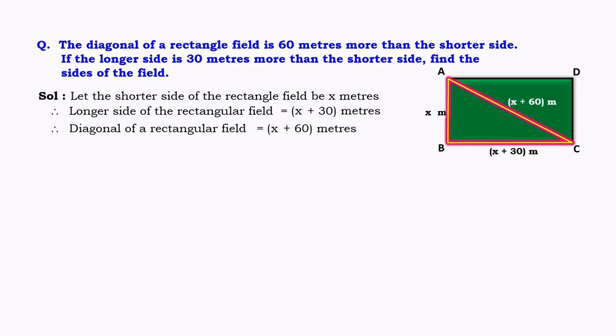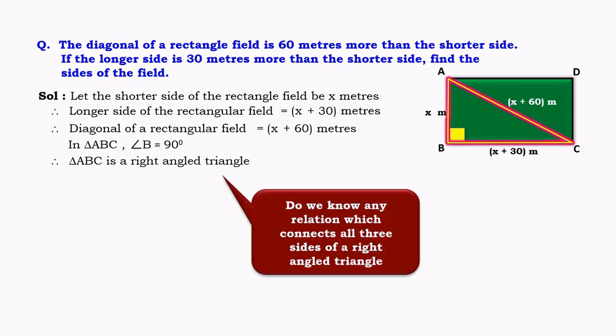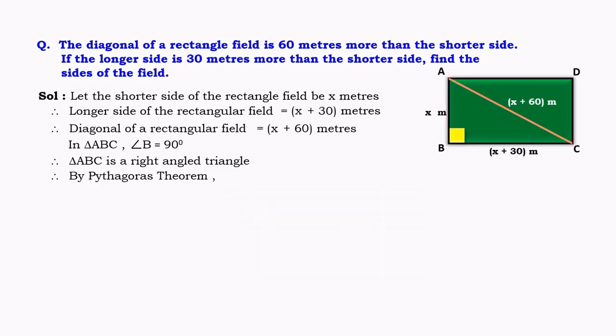If we draw a diagonal inside a rectangle, the rectangle gets divided into two right-angled triangles. In triangle ABC, angle B is 90 degrees. Therefore, triangle ABC is a right-angled triangle. Do we know any theorem that connects all three sides of a right-angled triangle? Yes, we do. It is the Pythagoras theorem. Using this theorem, we can form an equation involving x.